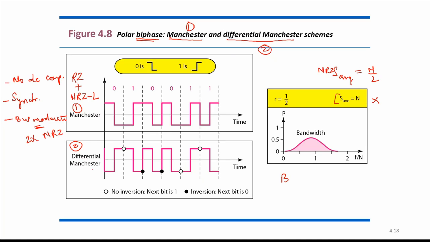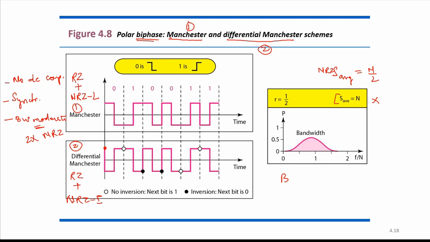Next one is the differential Manchester. This differential Manchester is considered like RZ plus having the properties of NRZ-I. I means inversion. So it is going to be return to 0 and NRZ-I. So these properties are there in the differential Manchester. How is it basically encoded? Here again, it is starting with the positive, so starting with positive 1.